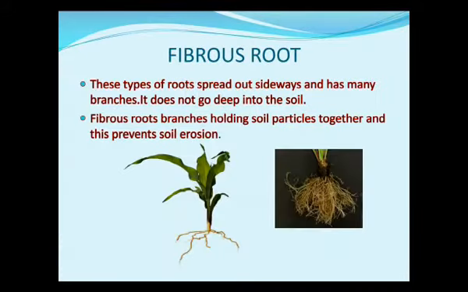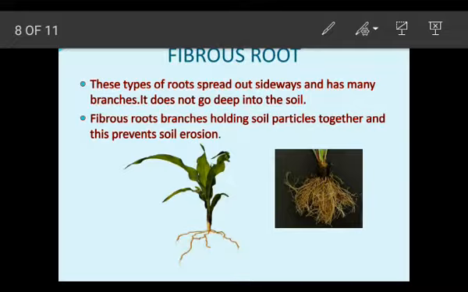Now coming to fibrous root. These types of roots spread out sideways, as I told you earlier also, and have many branches. There is no main root and it does not go deep into the soil, whereas in taproot the main root goes deep in the soil. But here there is no main root, all the branches of the roots are spread in the soil. These fibrous root branches hold the soil particles together, and this prevents soil erosion.